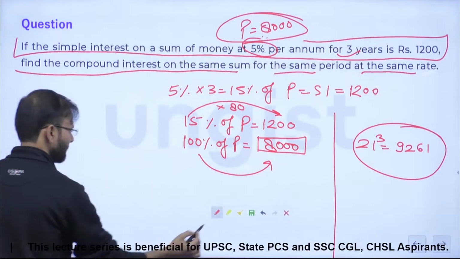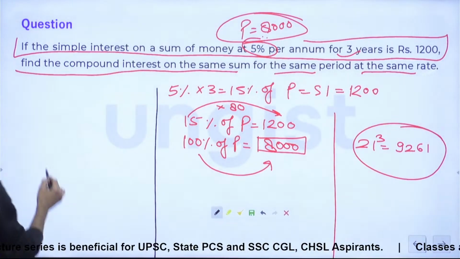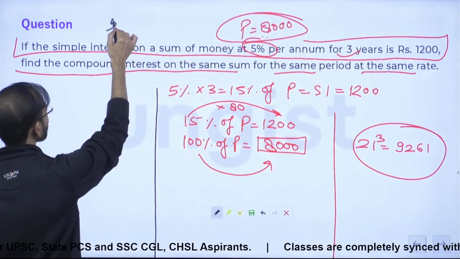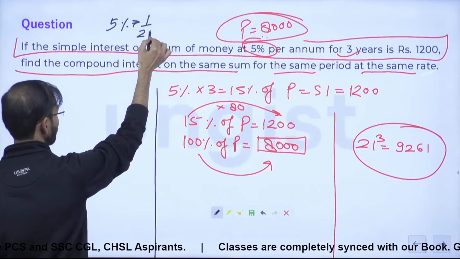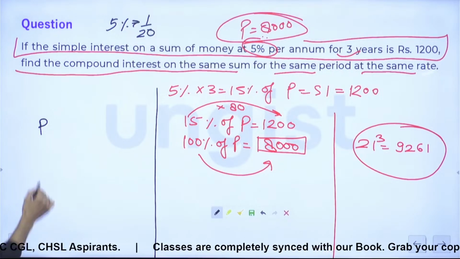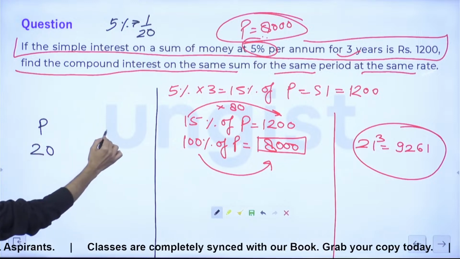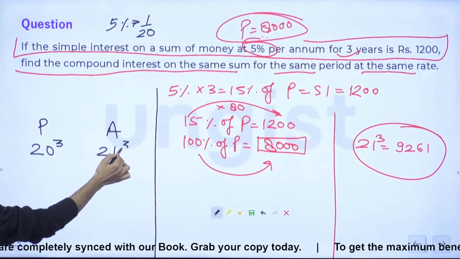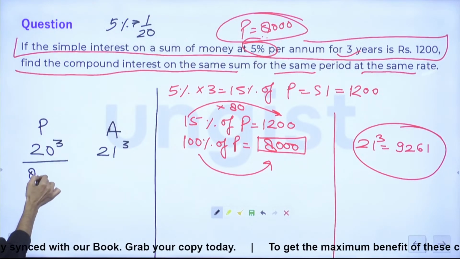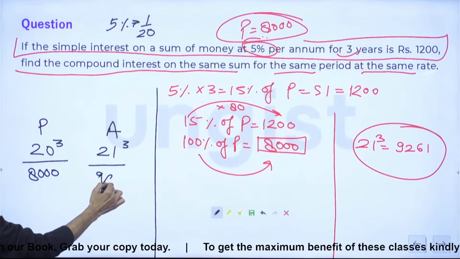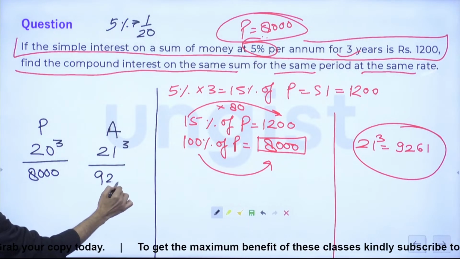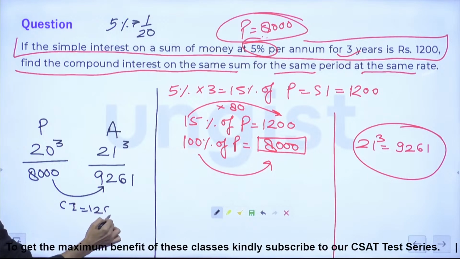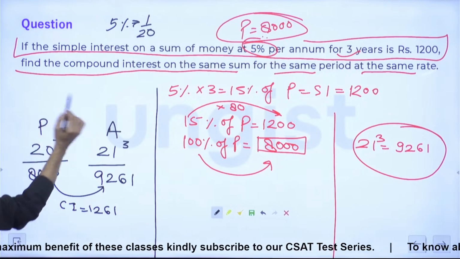Now look at the question. Here the principal you will assume as what? Guys, what is 5%? 5% is 1 by 20. So principal you will assume as 20. Clear? Right? Amount will be 21. Now 3 years, the question is talking about 3 years, right? So this is 8,000 and this is 9261. Correct? So guys, the CI will be 1261. Correct?